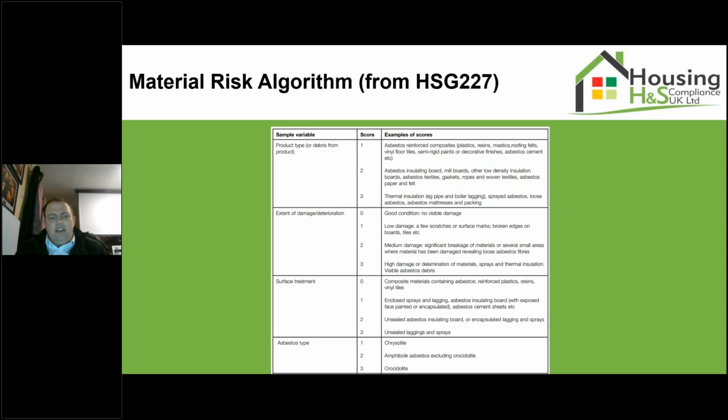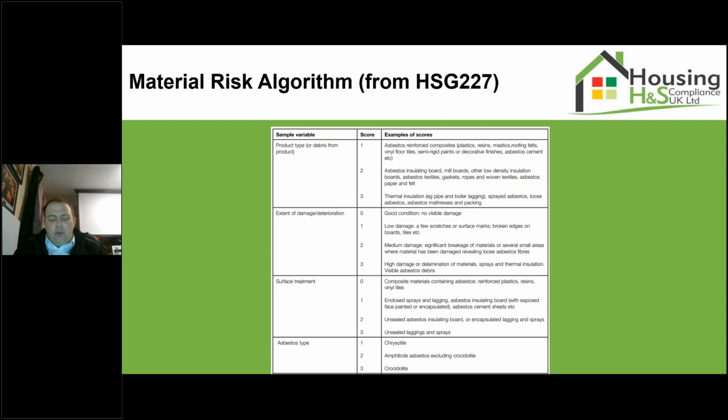The second point that we consider is the extent of damage. Is it damaged? Is it highly damaged? Is it scratched? These are all things that are considered and scored. The next is the surface treatment, and that is, is the material sealed? Are the fibres well contained in the matrix of the material?